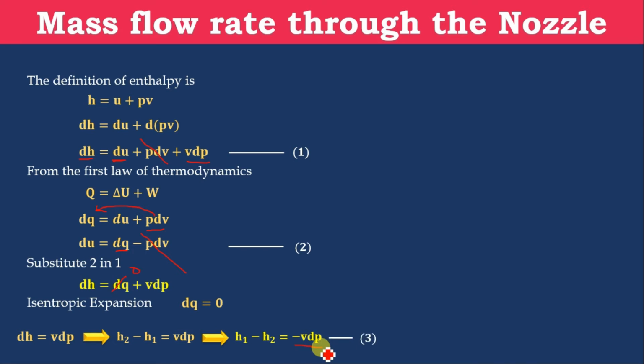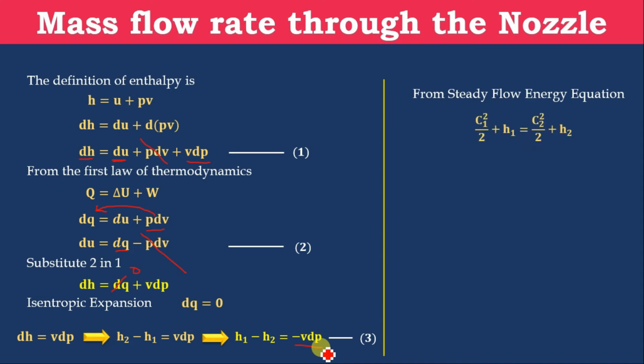Now find out exit velocity. That's our main motive here. We need to find out exit velocity. Then only we can substitute in the mass flow rate equation. To find out exit velocity, we go for the steady flow energy equation. We know that there is no heat and no work interaction inside the nozzle, so heat and work are cancelled. There is no potential energy because the inlet and the outlet height with respect to ground are the same. So the steady flow energy equation for a nozzle can be written as C1 square divided by 2 plus H1 is equal to C2 square divided by 2 plus H2.